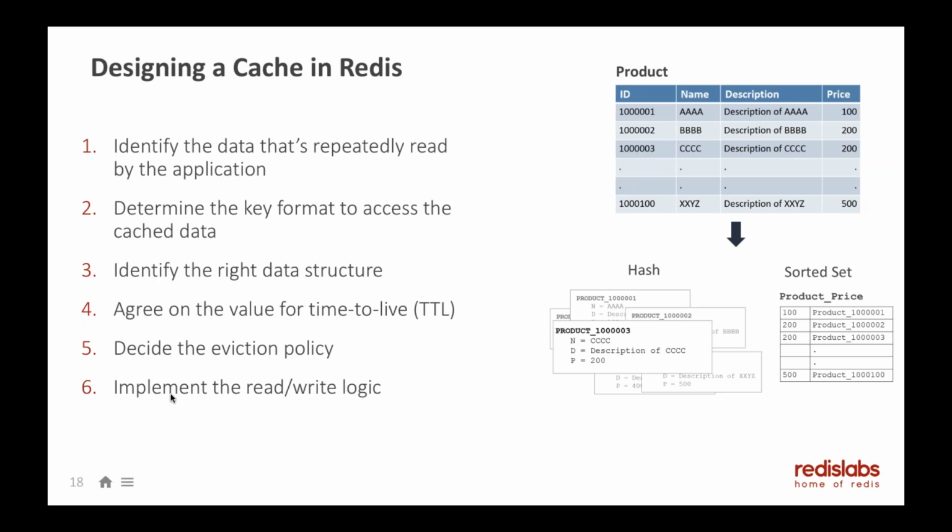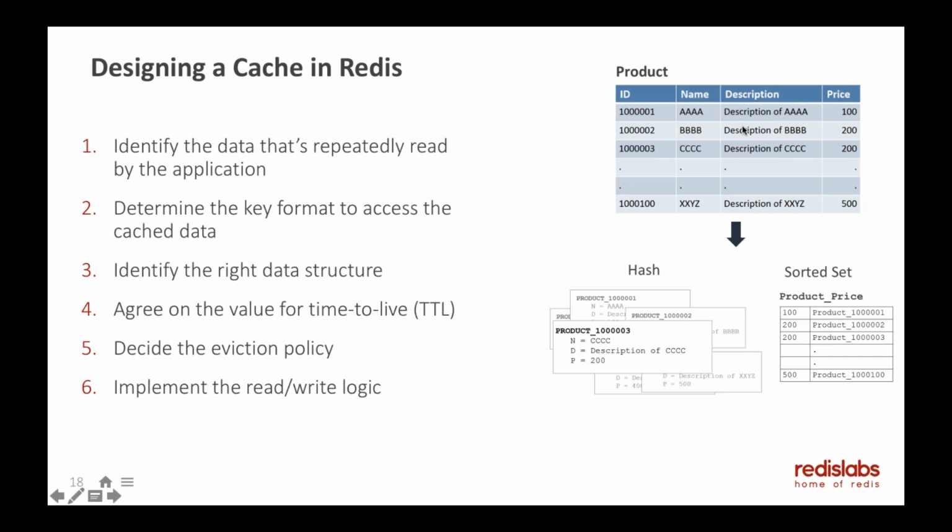And the last one is you need to implement the read and write logic. If you're having a write-through cache, you need to have a write logic. And if it is a read-only cache or look-aside cache, you should implement the life cycle of fetching the data from your backend database, storing it in cache, and then running all the subsequent reads from Redis. So these are the 6 steps that we recommend.